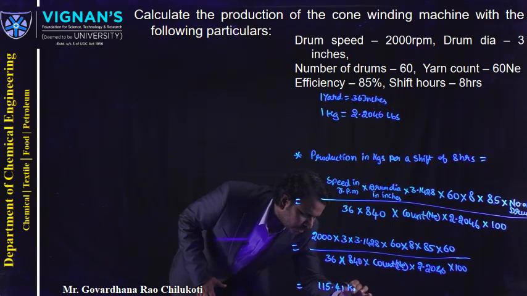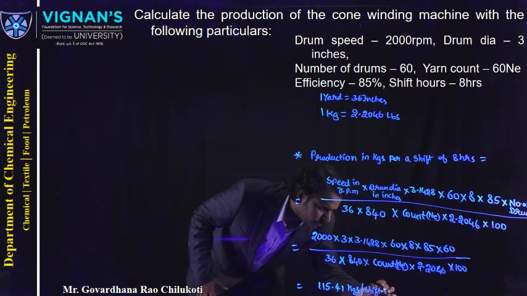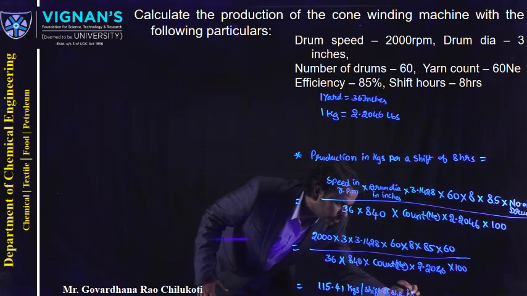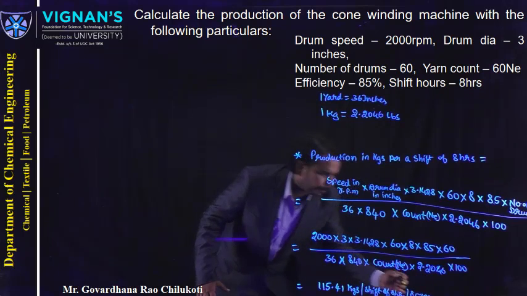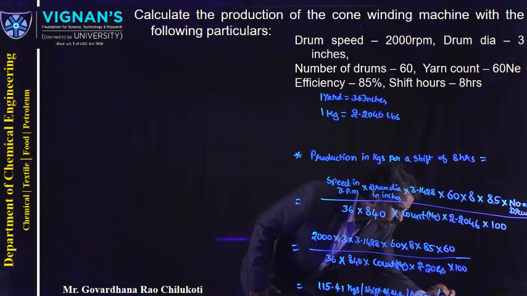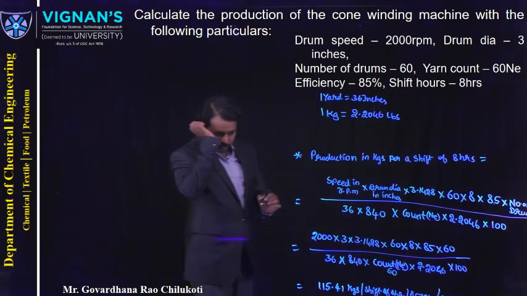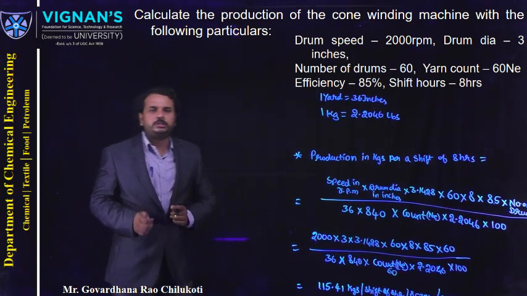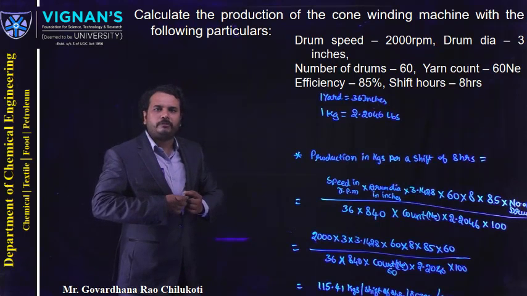So the answer is 115.41 kgs per shift of 8 hours with efficiency of 85% per 60 drums. Okay, so the count is 60 here. So this is how we are going to calculate the production of a winding machine.